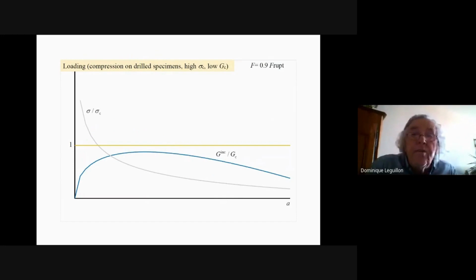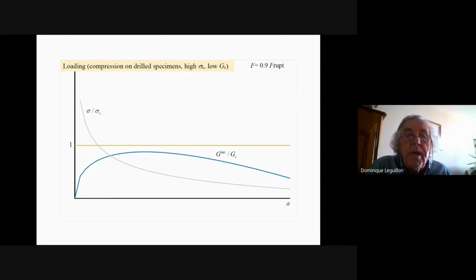Other situation here, now it's sigma C that is high, but GC is low. Typically, this is a case of ceramics. And in ceramics also, drilled specimen compressions are tested, okay? So now you are familiar with this representation. This is the stress condition. This is the energy. And you see that there is some match with the stress condition between this point and that point, but there is no match with the energy condition. So nothing can occur for that load.